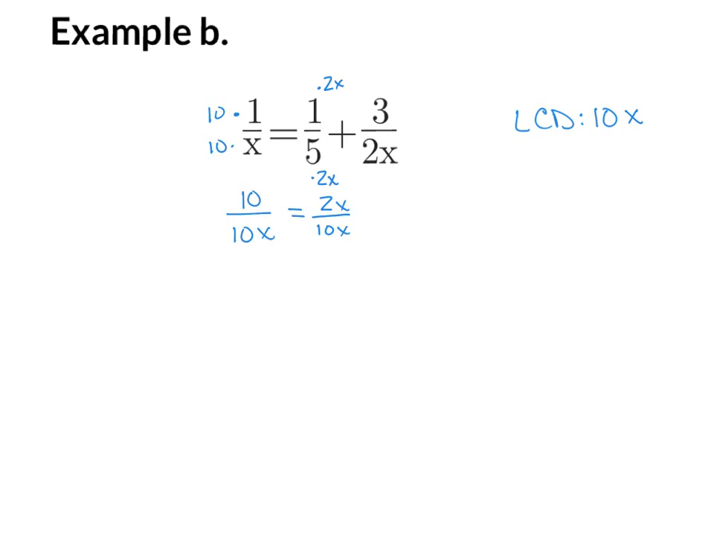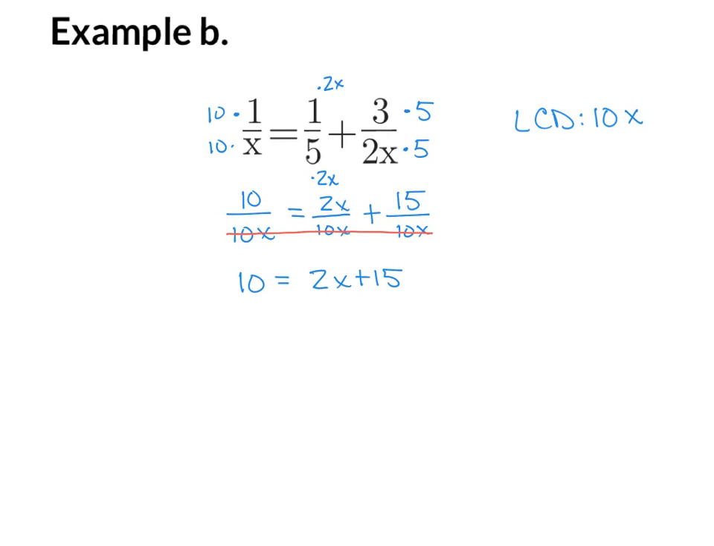And the last fraction, in order to get from 2x to 10x, I want to multiply by 5. And I'm going to do the same thing to the top. We get 15 over 10x. Now that my denominators are all the same, I can cancel them. My new equation is going to be 10 equals 2x plus 15.